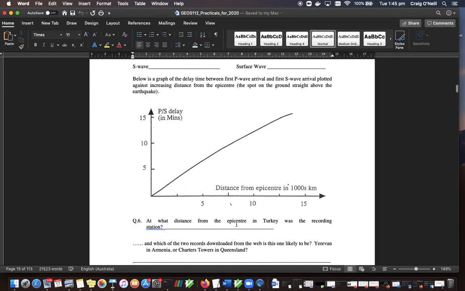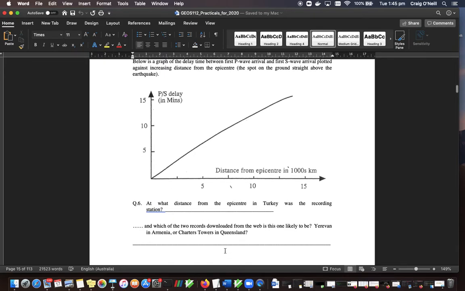And then the question was, at what distance from the epicenter in Turkey was the recording station? So that would be around 12,000 kilometers. And which of the two records downloaded from the web is this likely to be, from either Yerevan in Armenia or Charters Towers in Queensland? So without looking at a world map, I can tell you Armenia is almost right next to Turkey, and so Yerevan's very, very close, within a few hundred k's or so, whereas Charters Towers, obviously in Australia, is much, much further away, and this is much more likely to be Charters Towers, being 12,000 kilometres distant.